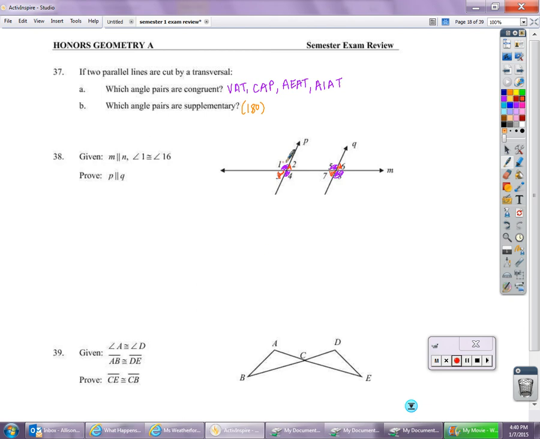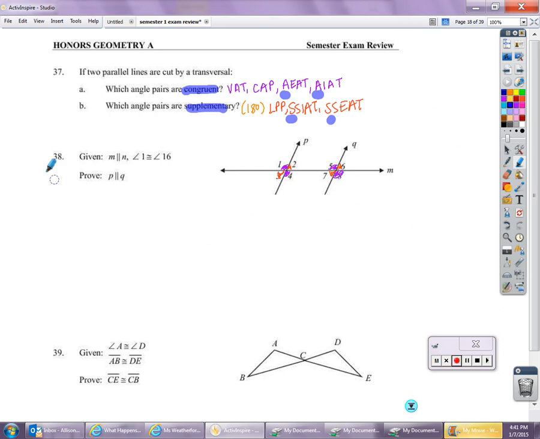So for example, 1 and 2, mixture of purple and red, those are a linear pair. So linear pair postulate. Also, 2 and 5, red and purple, those are same side interior angle. Same side interior angle theorem. And then you have same side exterior angles like 3 and 6, which are both red. Those all add up to 180. So as you can see, if they're on alternate sides, they're congruent. And if they're on the same side, they're supplementary for the most part.